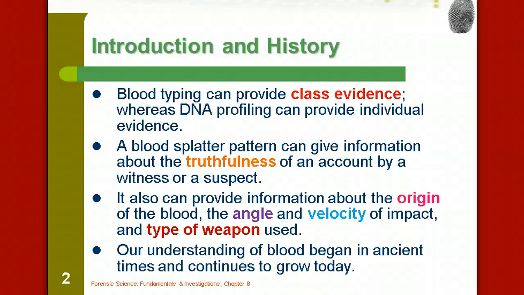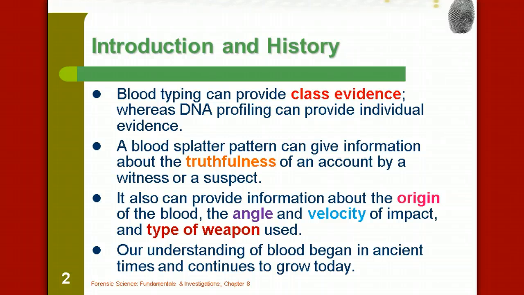So we're going to start looking at how blood is used in a crime scene investigation, and there are two main ways that it can be used. First is to extract DNA for analysis, or it can be used as physical evidence when blood spatter is studied. Whereas DNA or spatter pattern can give information about the truthfulness of an account by a witness or a suspect.